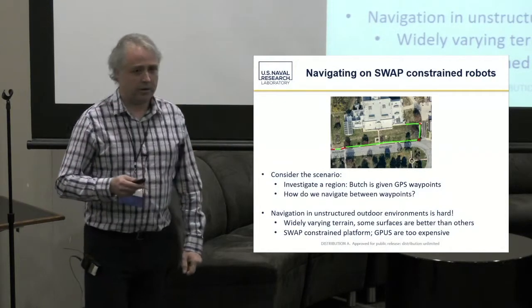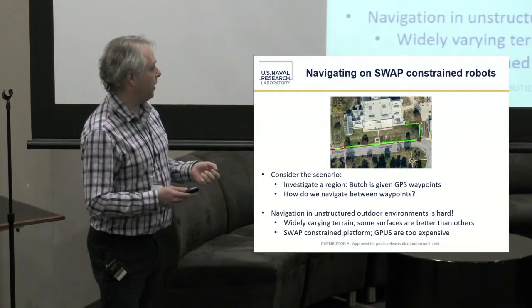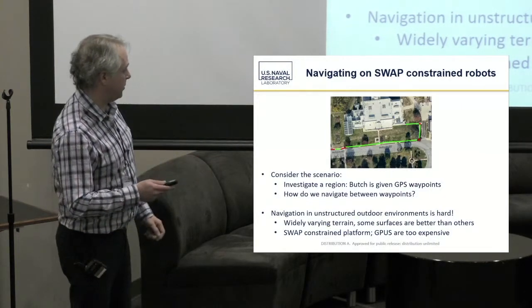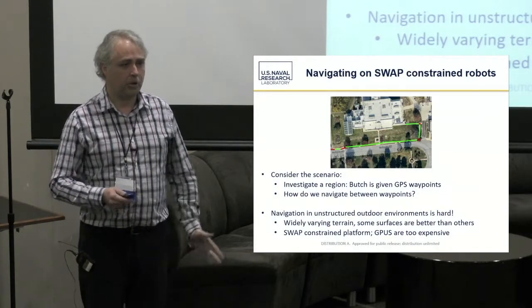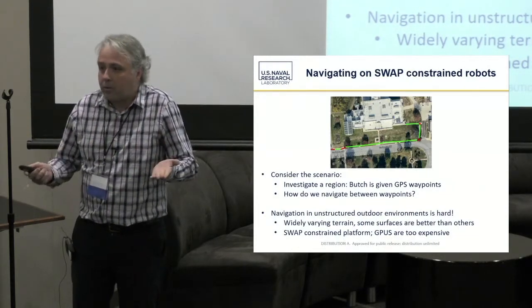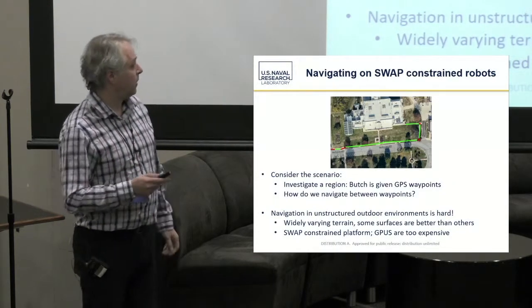So this is widely varying terrain. There's lots of complex problems in natural environments. Some surfaces are better than others, as I mentioned. And Butch is really hardcore SWaP constrained. So we don't have the power budget to put a GPU on there. So it's just not an option.